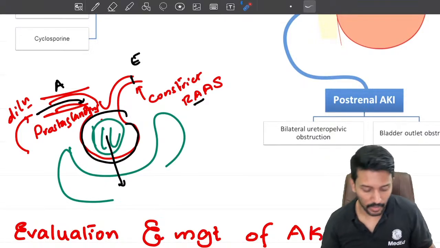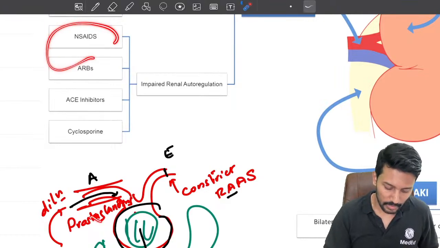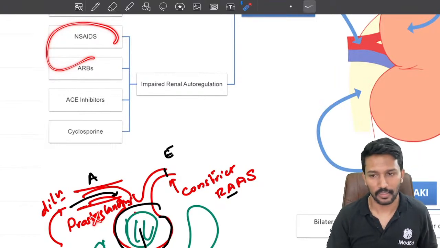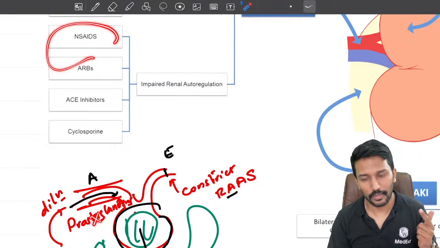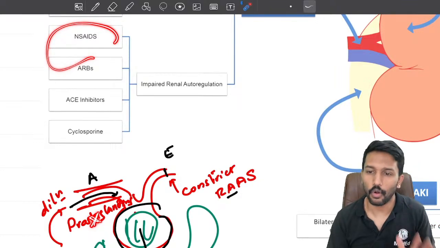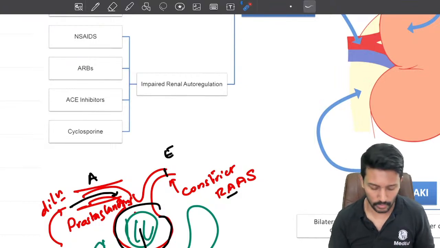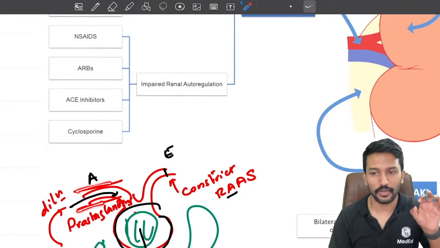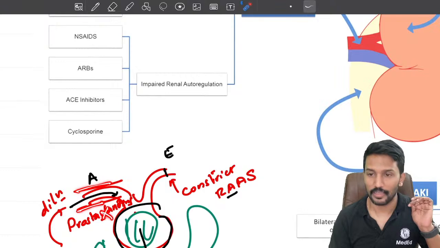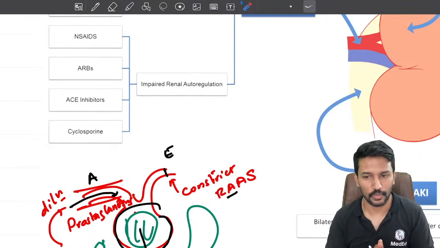Okay. Now what can impair this autoregulation? If I give NSAIDs, I will inhibit prostaglandin synthesis, right? We know NSAIDs cause kidney injury. Why? Because they will inhibit prostaglandin synthesis. So we will lose the autoregulation. So if there is a decreased flow to kidney because of dehydration or whatever cause, the afferent arteriolar dilation cannot happen because the prostaglandins are being blocked by NSAIDs. That is why NSAIDs are an important cause for acute kidney injury.